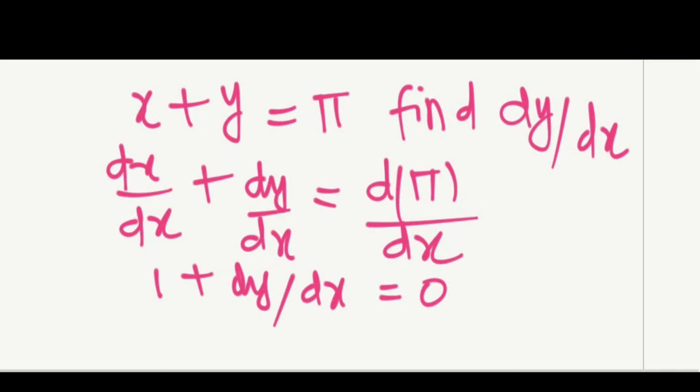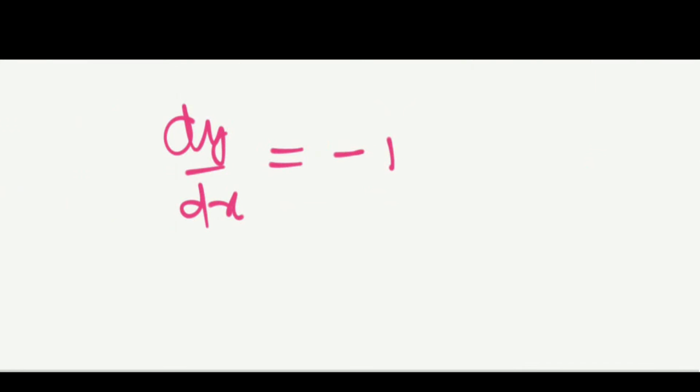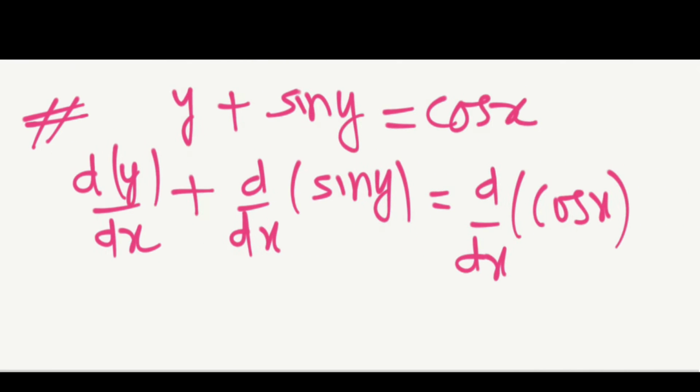So you get 1 plus dy upon dx equal to 0, and as you need only dy by dx, you keep the terms of dy by dx on the left side and bring all the other terms to the right side. So it becomes dy upon dx equals minus 1. So this is the end of this question. In this way we will find the solutions. Now let us take another example, it will be more clear.